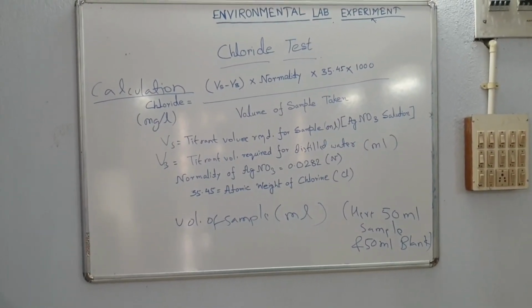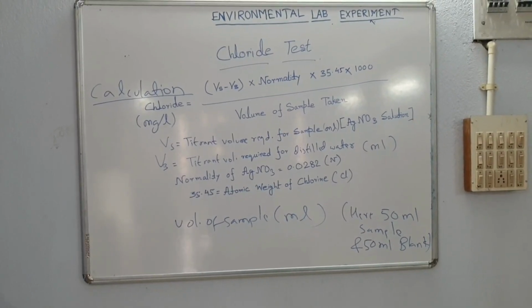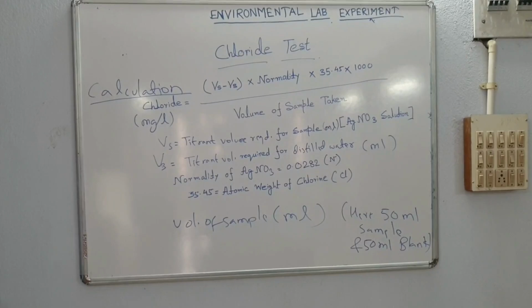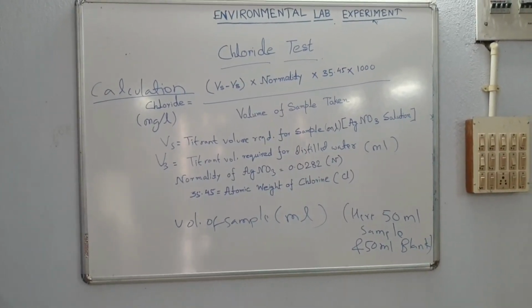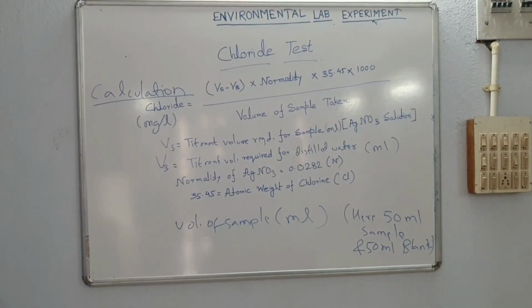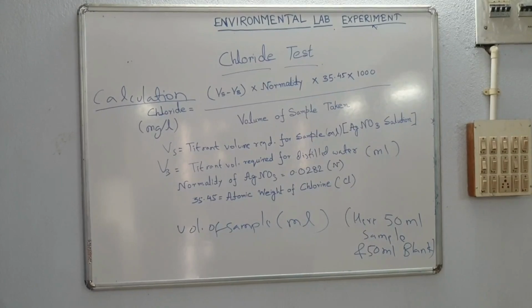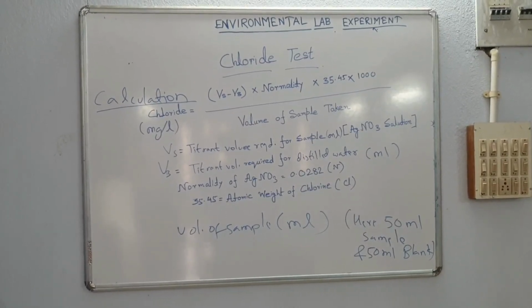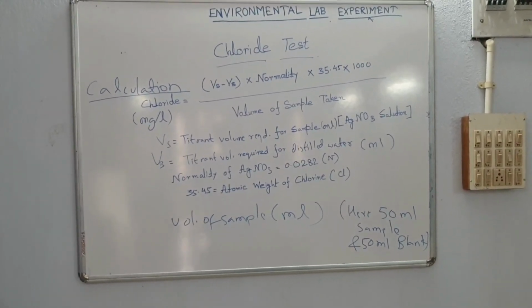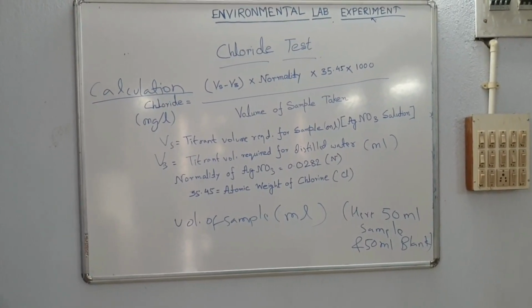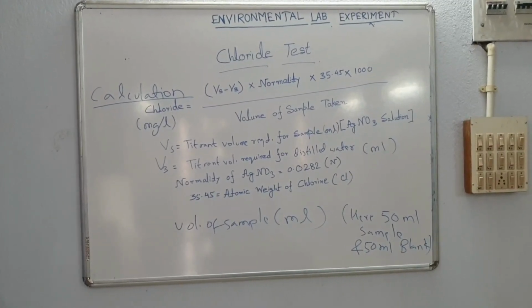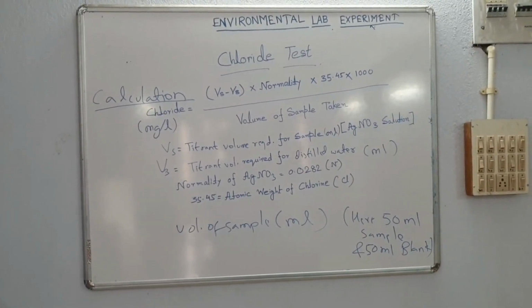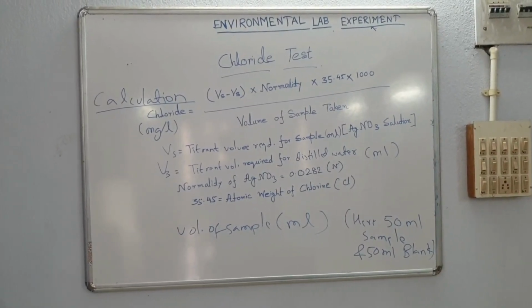Here Vs is what? Vs is the titrant volume, that means how much AgNO3 solution was used in titrating the sample of water, in milliliters. Vb is the titrant volume used for the distilled water or blank, in milliliters. Normality of AgNO3 was what? 0.0282 normality. Then 35.45 is what?